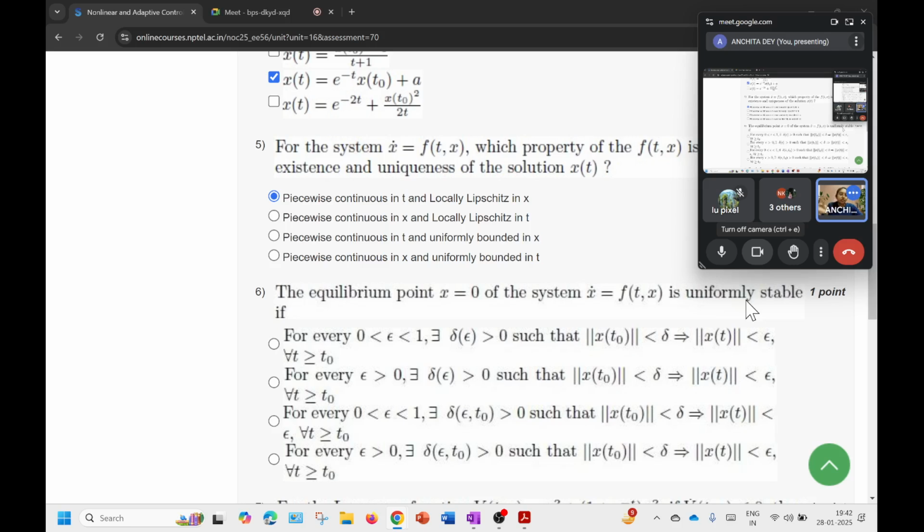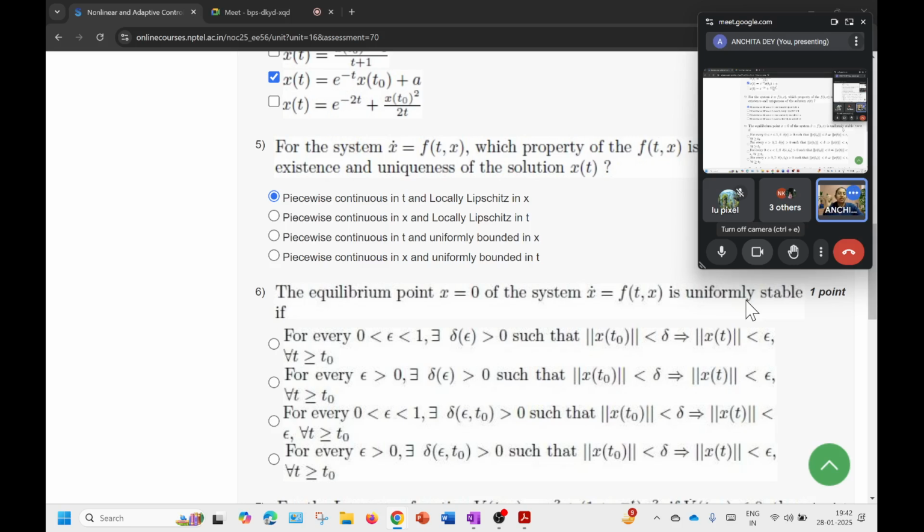If I'm saying x dot is equal to x, it does not matter at what time your system is starting. Because x dot is simply x, it will vary based on the value of the state x. Now if I say x dot is equal to x into t, it depends on what time you're starting. If you're starting at t equal to 10, then x dot would be 10x. If you're starting at t equal to 50, then x dot would now be 50x, right?